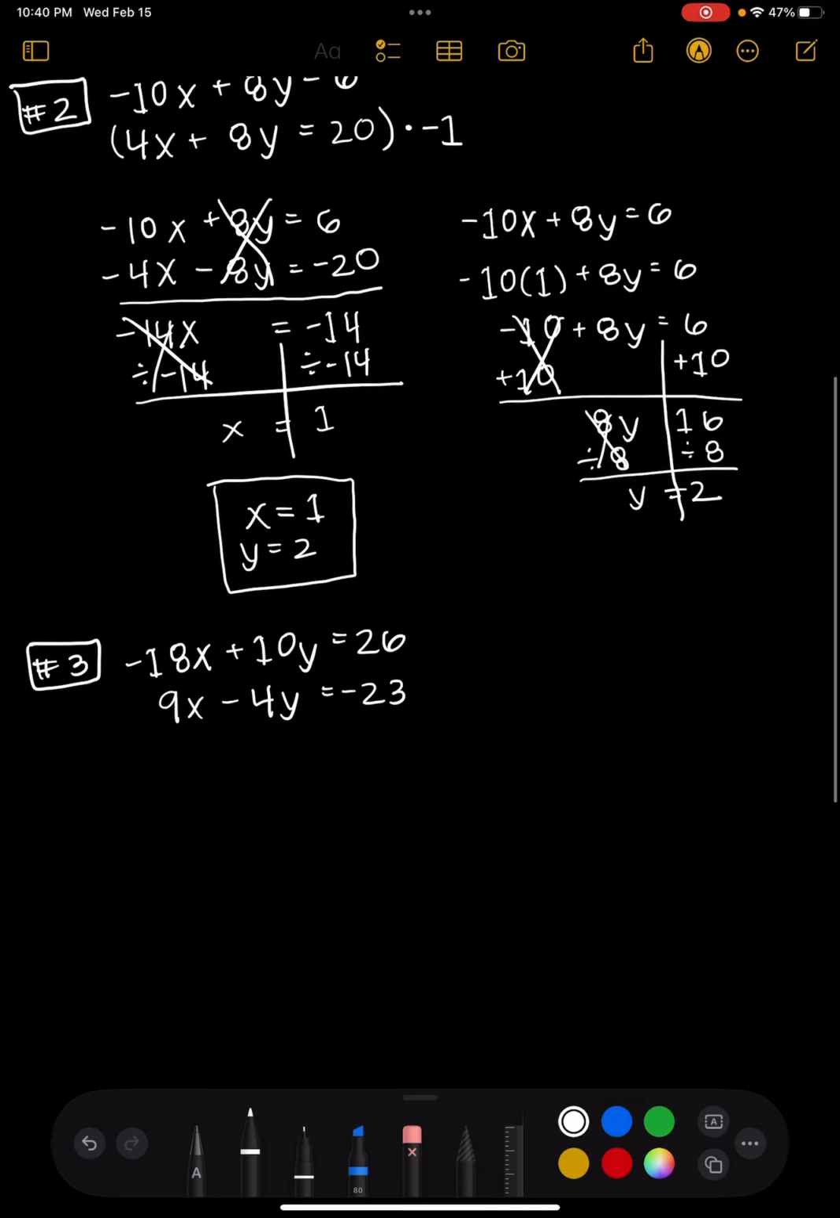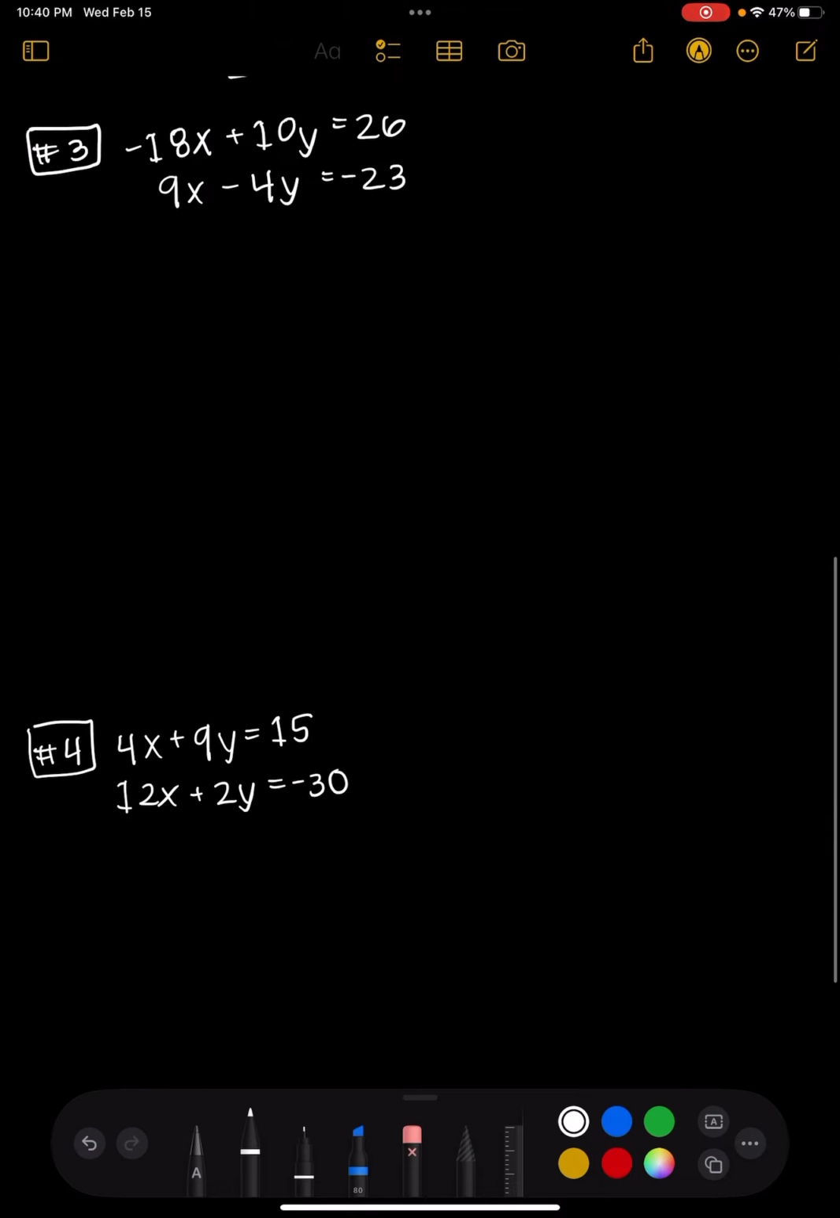Perfect. All right, let's do another one. So that time we had to multiply by negative 1 in order for it to work. This time we're going to have to multiply by a bigger number. So when I look at these, I'm trying to find something that's a multiple of 2 or a multiple of 3, something that is a little bit easier to work out.